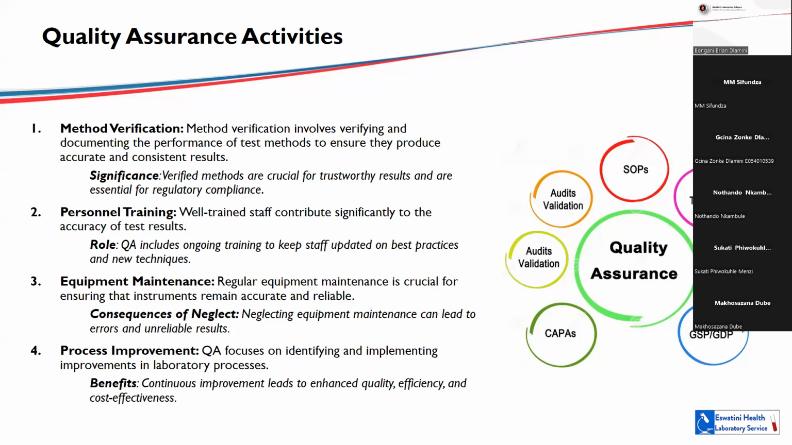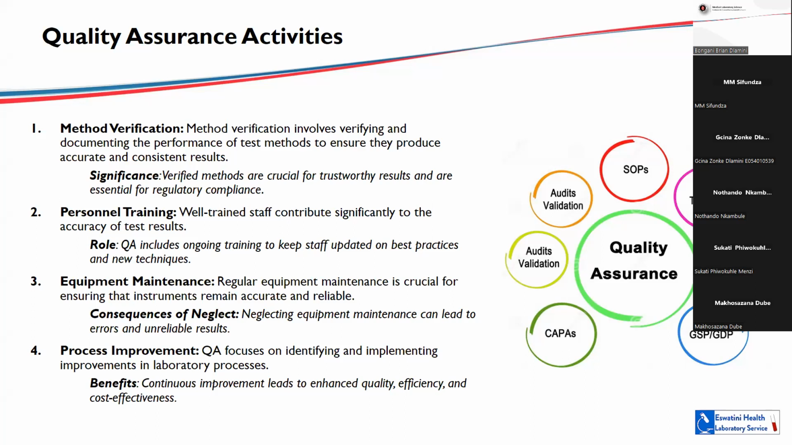Then another activity is equipment maintenance. We need to regularly maintain our equipment, and it's very important so that we remain with accurate and reliable results. In other words, our equipment needs to be maintained according to the manufacturer's recommendations. If they say this needs to be done daily, that should be done daily. Those that need to be done weekly need to be done on a weekly basis, and monthly and so forth.